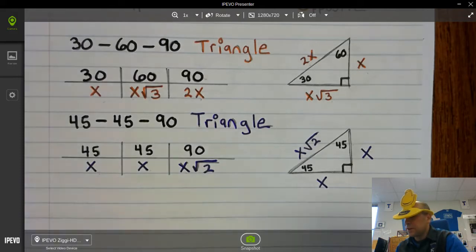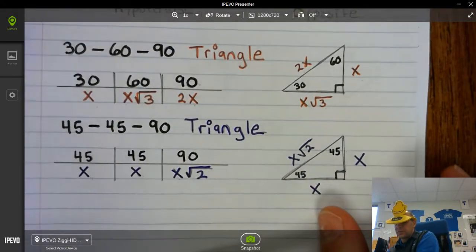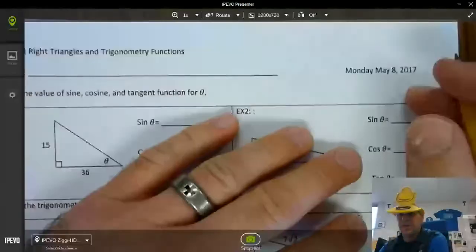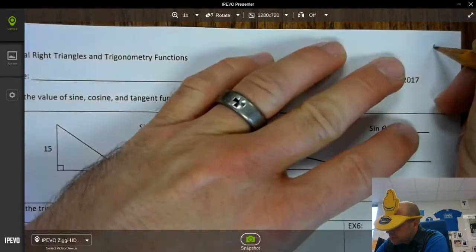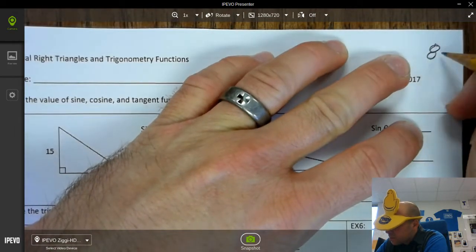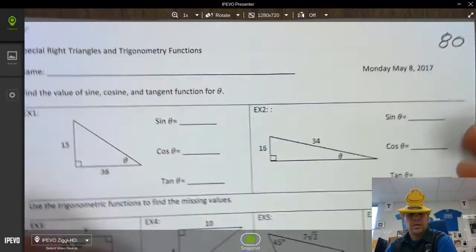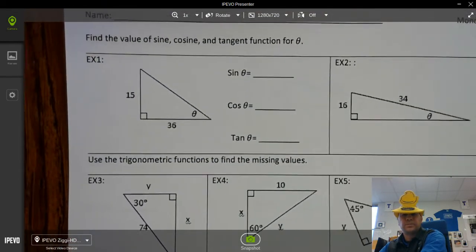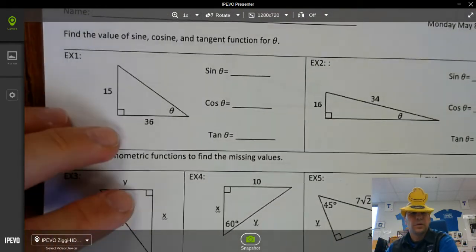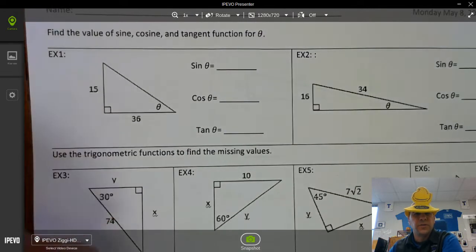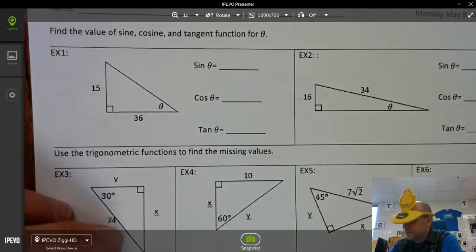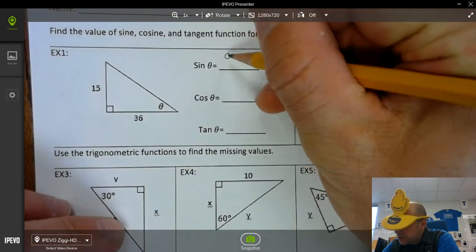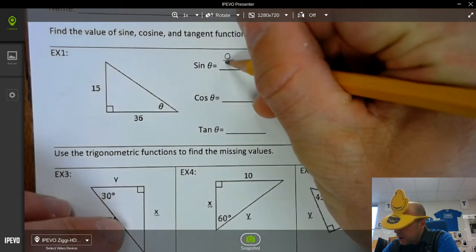All right, now it's updated, let's take a look at our examples. Now our examples are going to be on page 80. So let's look at example 1. Example 1 says find the values of sine, cosine, tangent function for theta. All right, so sine of theta is opposite over hypotenuse.